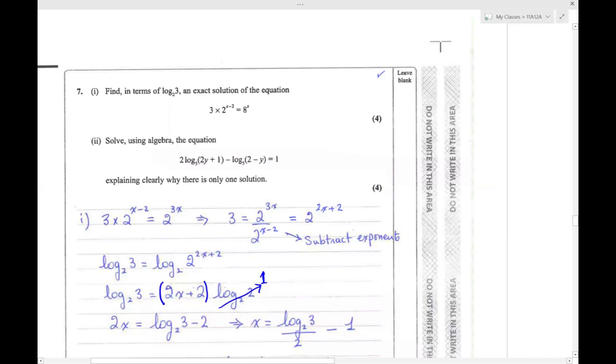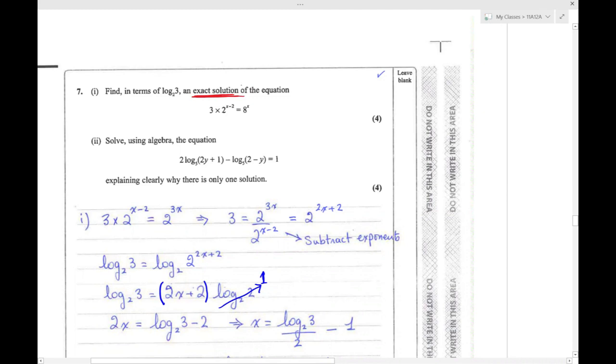Find, in terms of log base 2 of 3, an exact solution for the equation. Exact means you have to leave it either in square root or as a fraction. So this is what they mean by exact. Don't give them a decimal when they say exact, remember? So you start. First thing, you have to decompose any number that you can.